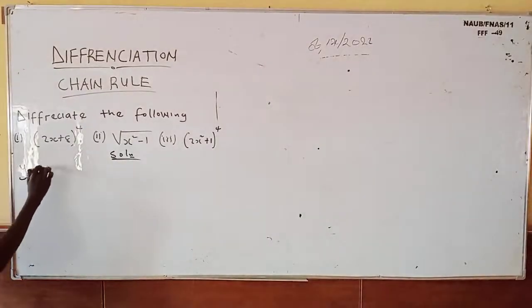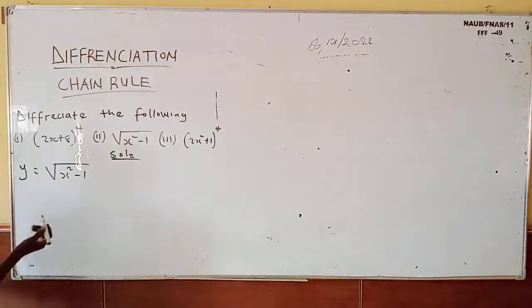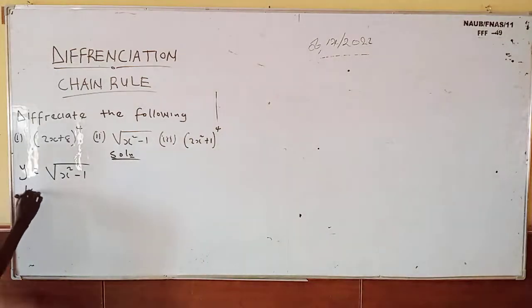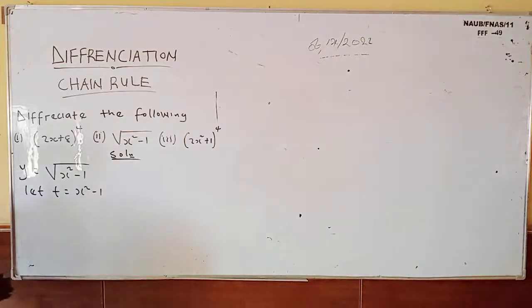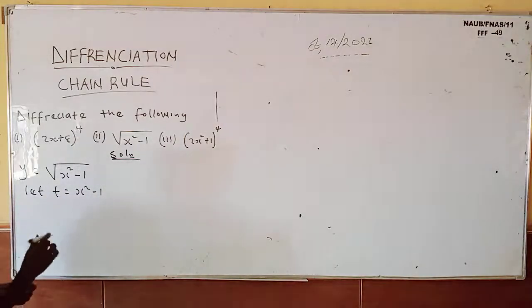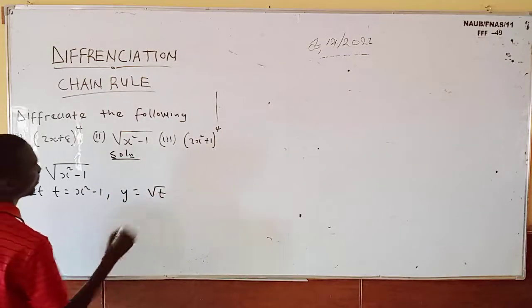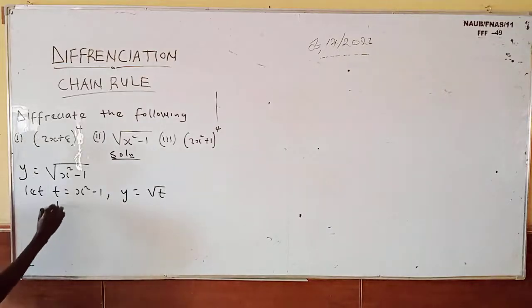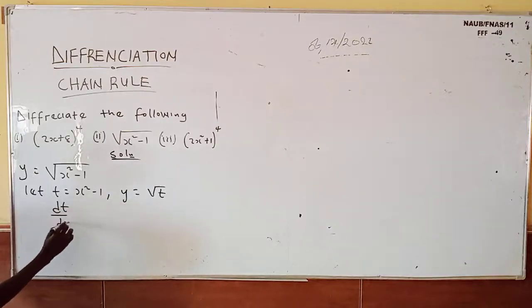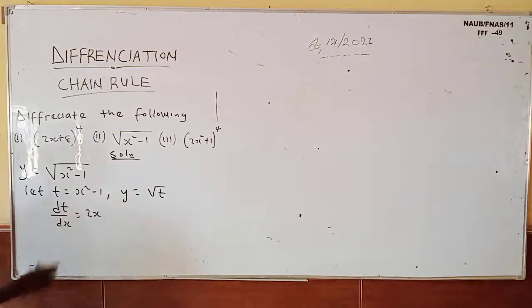Question number 2. y equals the square root of s squared minus 1. Now let's start. Say let t equal s squared minus 1. So if t is equal to s squared minus 1, it means y is equal to the square root of t. So we differentiate t in respect to s. So we are going to have dt over ds, which is 2s. If you differentiate the constant, it is 0.